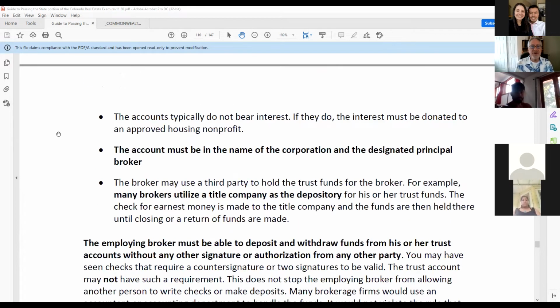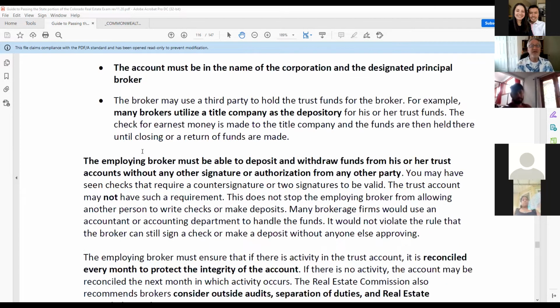These accounts do not bear interest. So you cannot make money off of other people's money. That's a misnomer for earnest money. Well, you're holding my earnest money, you're making money off that. I know, no, we're not. That's illegal to do. And if we are, that interest must be then donated to some nonprofit housing thing in Colorado. So it's got to be in the name of the corporation and the designated principal broker.